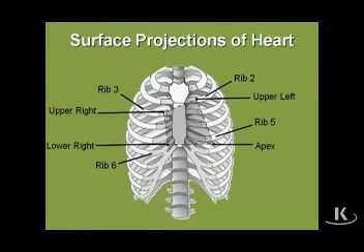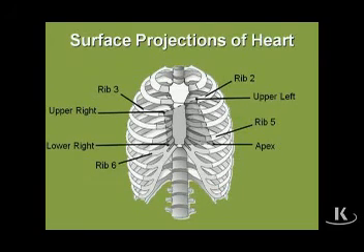The right upper corner of the outline, the right upper corner of the heart, is at the third costal cartilage on the right side, about 1/2 inch away from the sternum. The right lower corner is at about the 6th costal cartilage on the right, also about 1/2 inch away from the sternum.